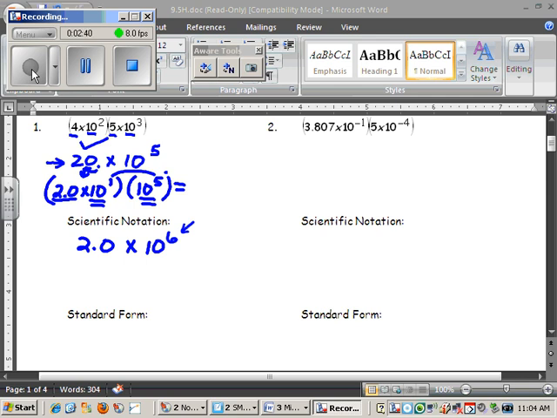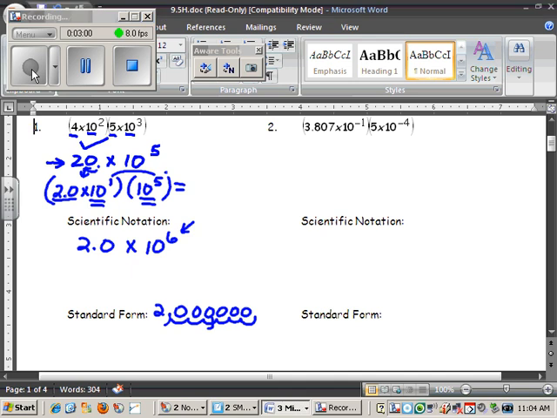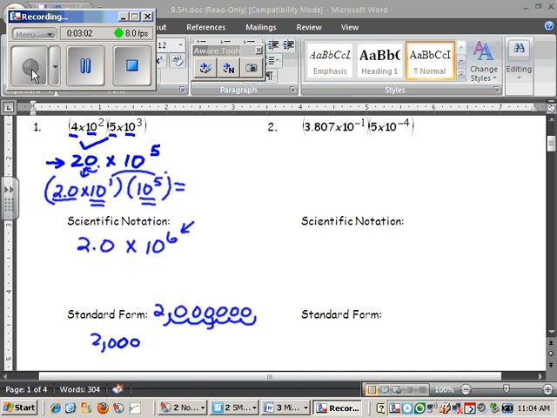So to create a number larger than 1, we want to move our decimal point 6 places to the right, because if we moved it to the left, our number would become between 0 and 1. So 1, 2, 3, 4, 5, 6, which means we're actually adding 5 zeros. And if we put in our commas, we end up with 2 million as our original number. So this is how we write it in standard form.